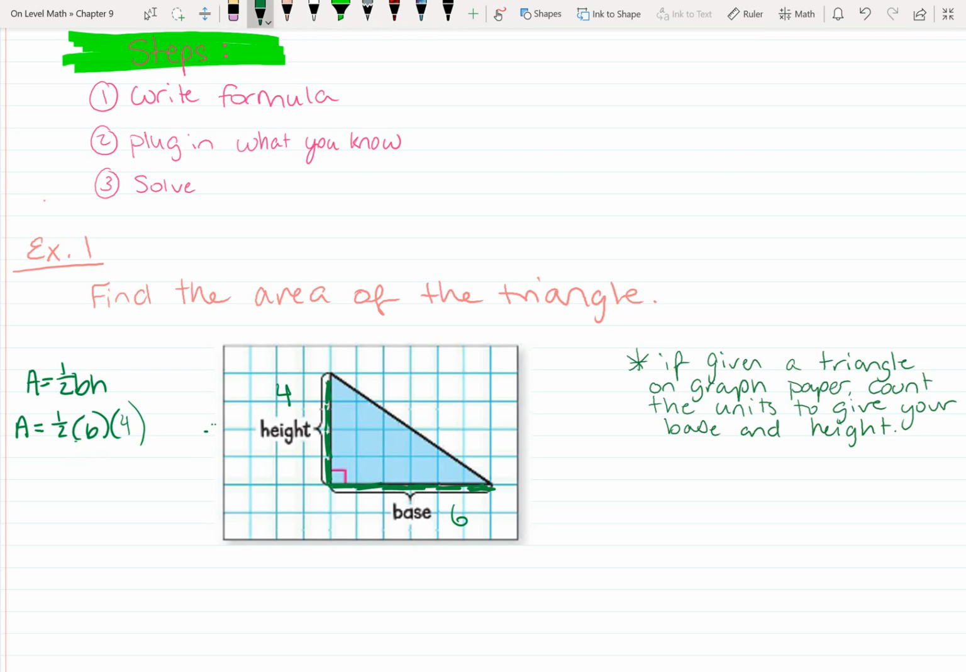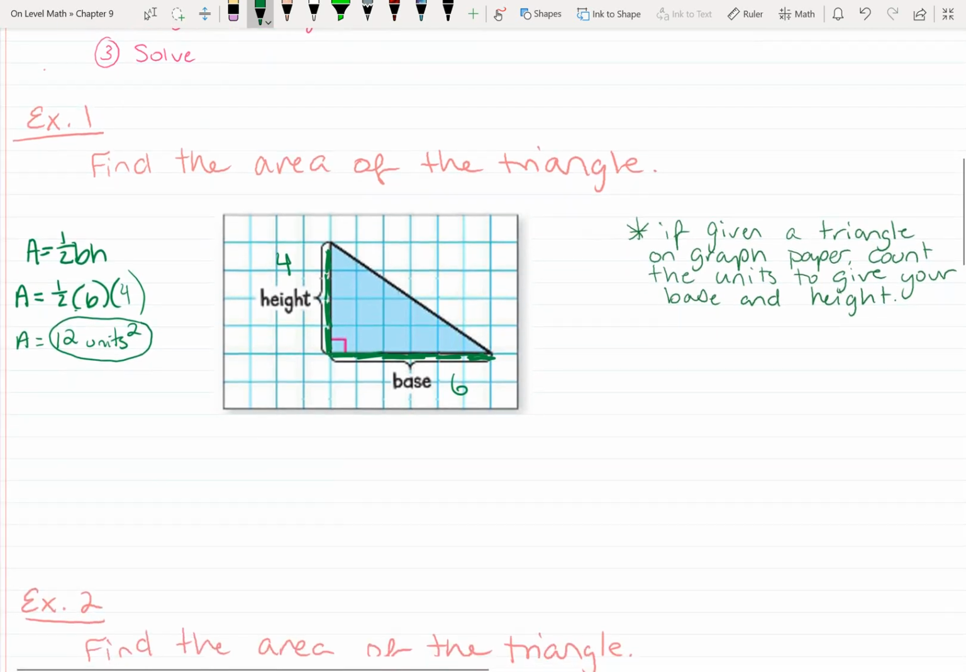I would just rearrange. I would draw a little arrow and say I'm actually going to write it A equals 1/2 times 4 times 6. And that's totally fine because, again, multiply the 1/2 by whatever number you can work with easily in your head. Okay, so 1/2 times 6 is 3. 3 times 4 equals 12, and it's 12 units squared. Alrighty, pretty basic. Write our formula, plug it in, and solve.